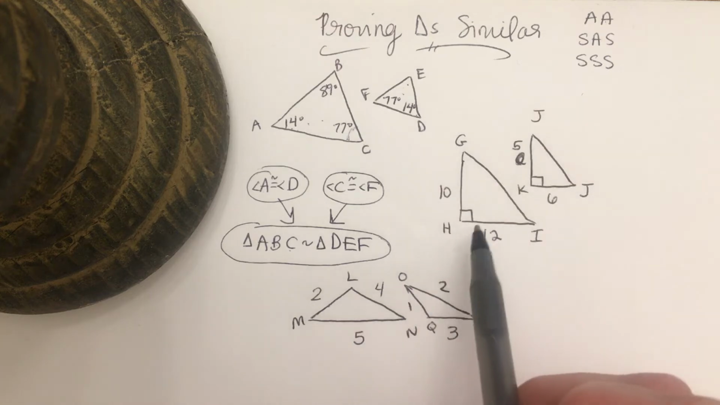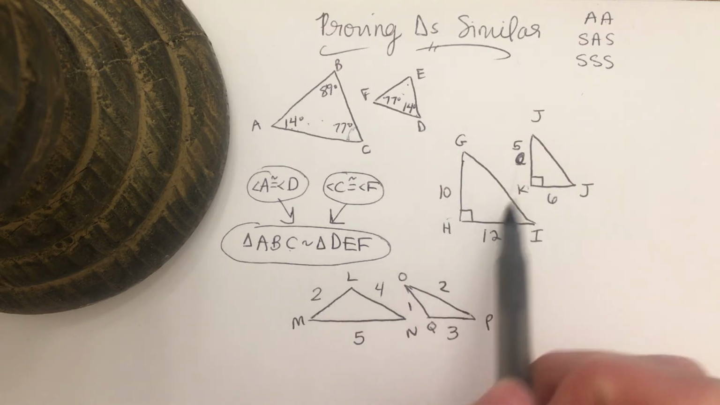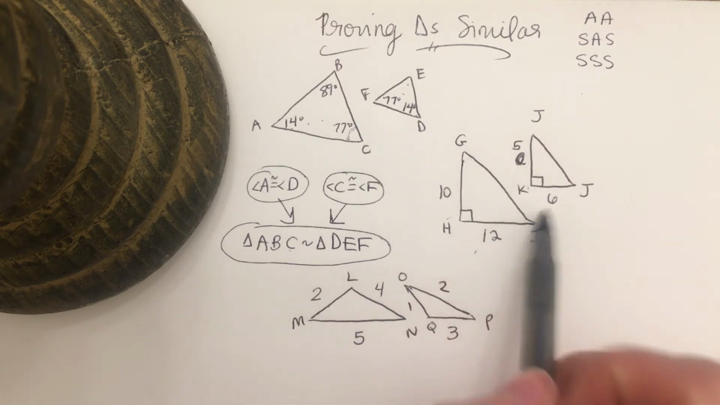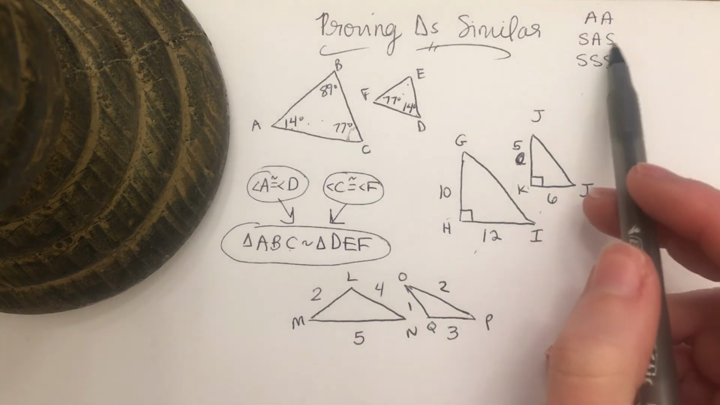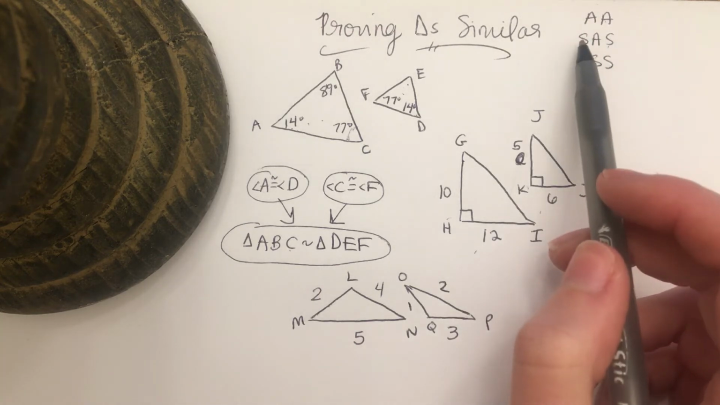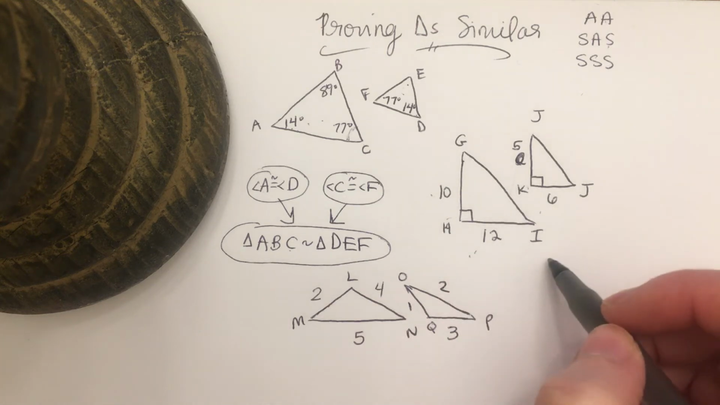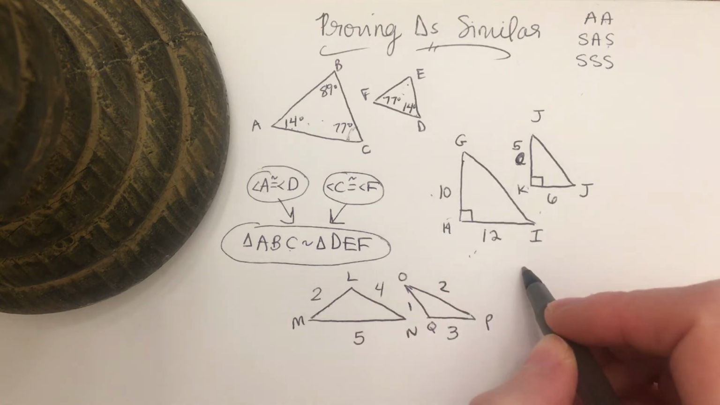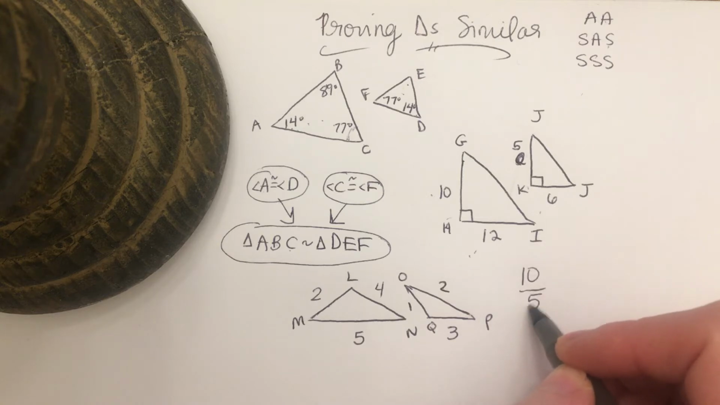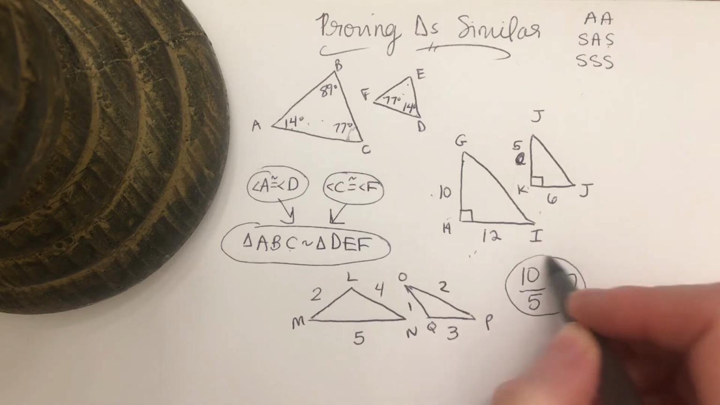Taking a look at this one over here, we should see that we have two right triangles, so that's one pair of angles, and then I've got two pairs of side lengths. So I'm going to attempt for this one side, angle, side, again because I know two sides, 10 and 12, and one angle. So when I set this one up, I'm going to have a pair of sides, so I'm going to do 10 over 5, and that's going to reduce to 2, so that's one of my bubbles.